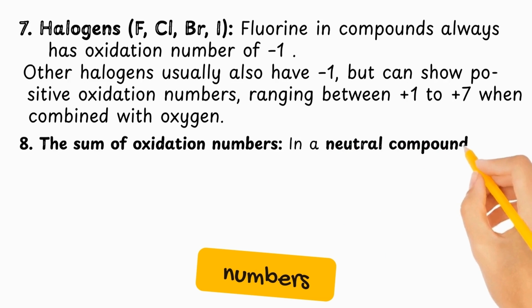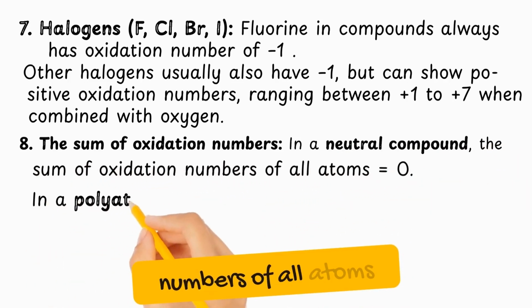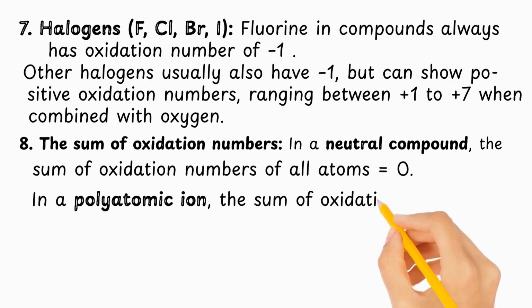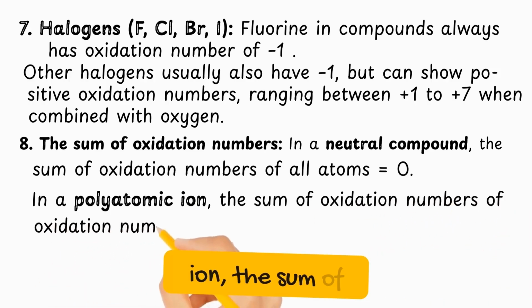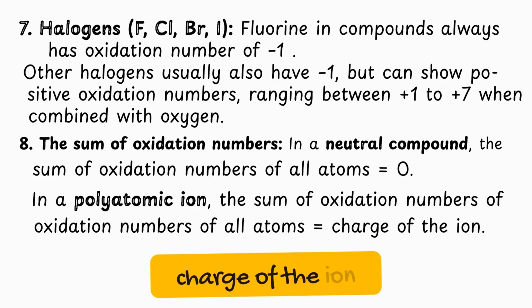The sum of oxidation numbers. In a neutral compound, the sum of oxidation numbers of all atoms equals 0. And in a polyatomic ion, the sum of oxidation numbers of all atoms equals the charge of the ion.